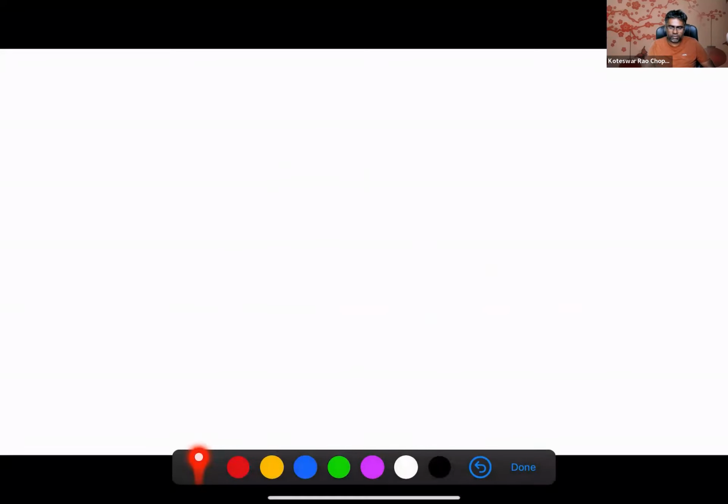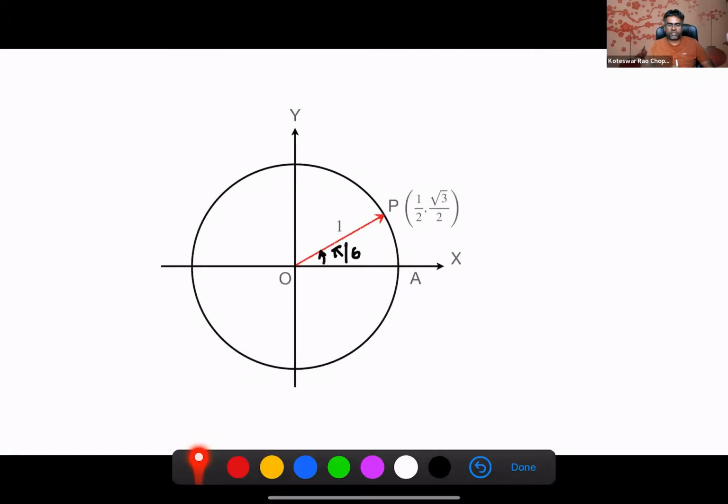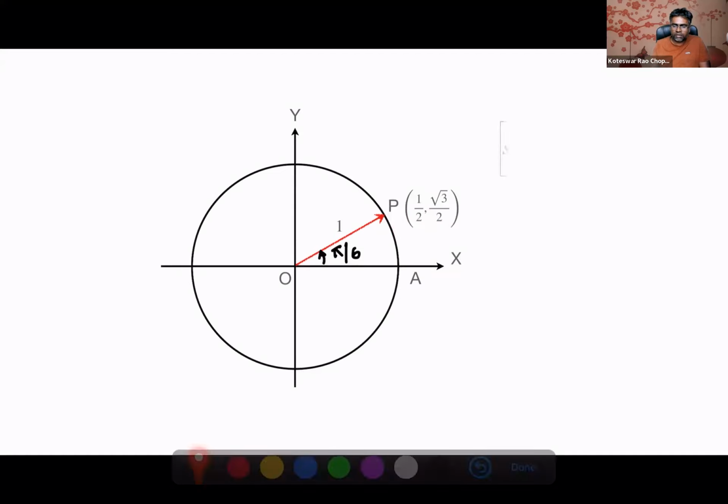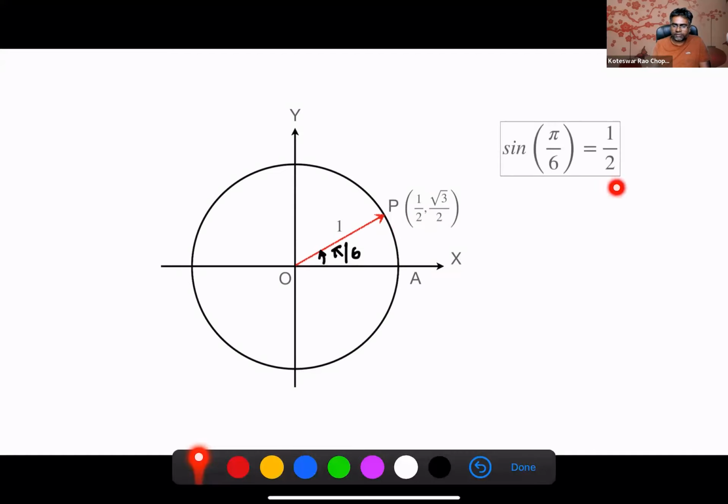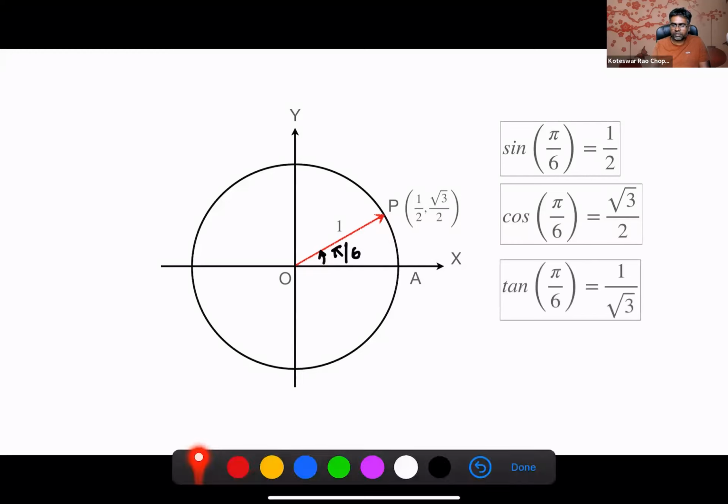Now we'll move to pi by 6, which is 30 degrees. Here I have marked the coordinates of this point P. What will be the coordinates? X coordinate will be half and Y coordinate will be root 3 by 2. The X coordinate gives you the value of cos, the Y coordinate gives you the value of sine. So sine pi by 6 will be half, cos pi by 6 will be root 3 by 2. And if I divide these two, I'll get tan, which is 1 over root 3. I think this is okay.